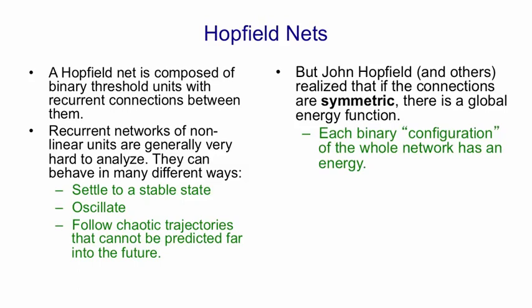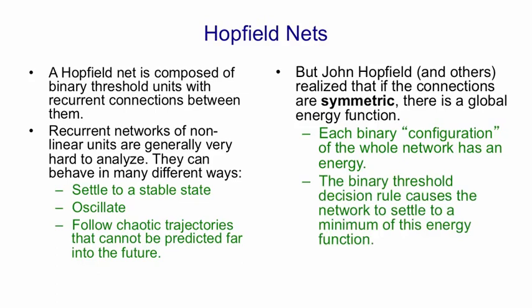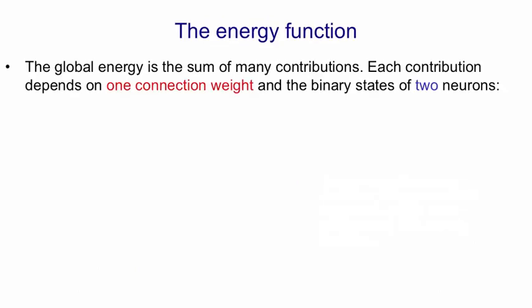Each binary configuration of the whole network has an energy. What I mean by binary configuration is an assignment of binary values to each neuron in the network. So every neuron has a particular binary value in a configuration. The thing that Hopfield realized is that if you set up the right energy function, the binary threshold decision rule is actually causing the network to go downhill in energy. And if you keep applying that rule, it'll end up in an energy minimum. So everything's controlled by the energy function.